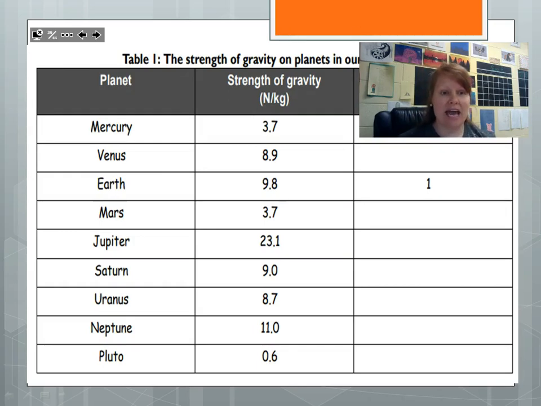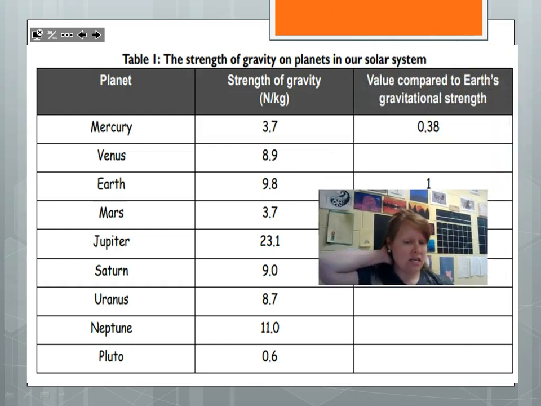Okay, so this is the table that you see at the top. The table is the strength of gravity on planets in our solar system. So we're just looking and asking ourselves, compared to Earth's gravity, which we know is 9.8 newtons per kilogram, what is Mercury's gravity compared to ours? What is Venus's compared to ours? What is Mars? What is Jupiter? We already know that Earth has a 1-to-1 ratio because we are Earth.